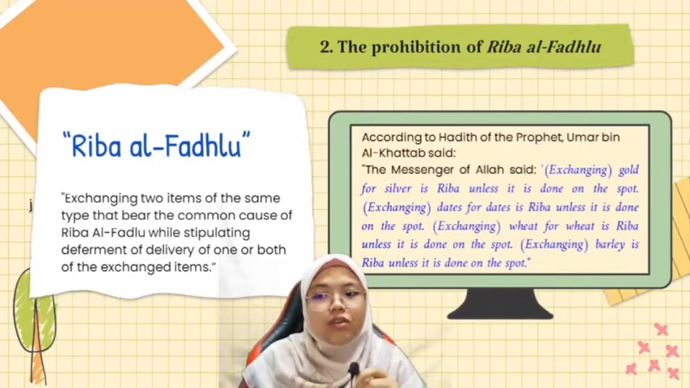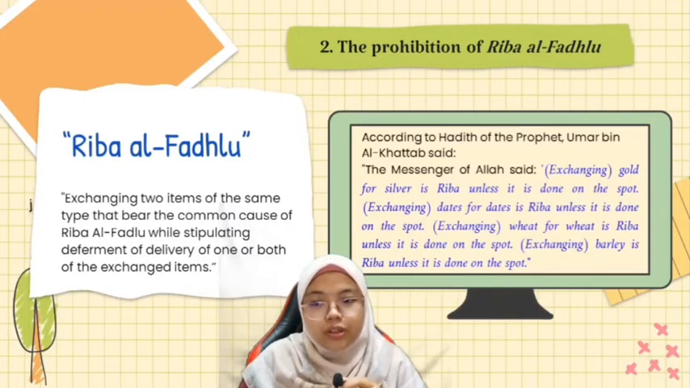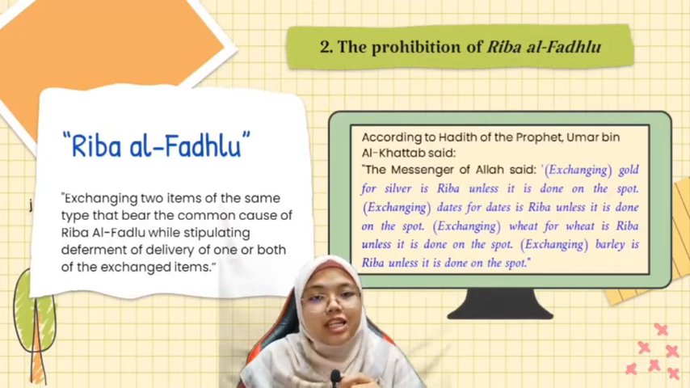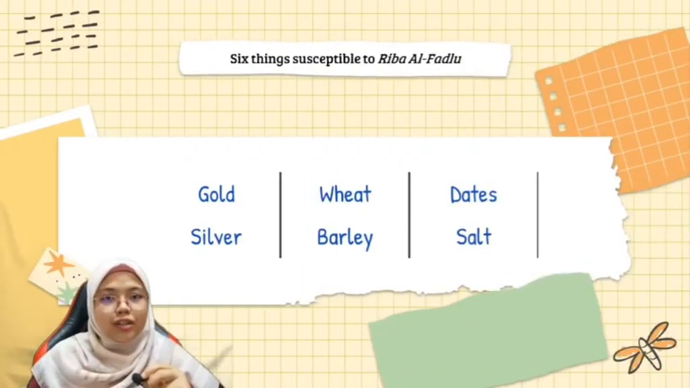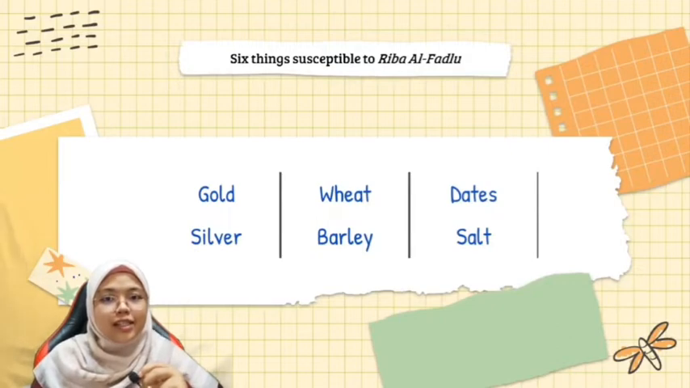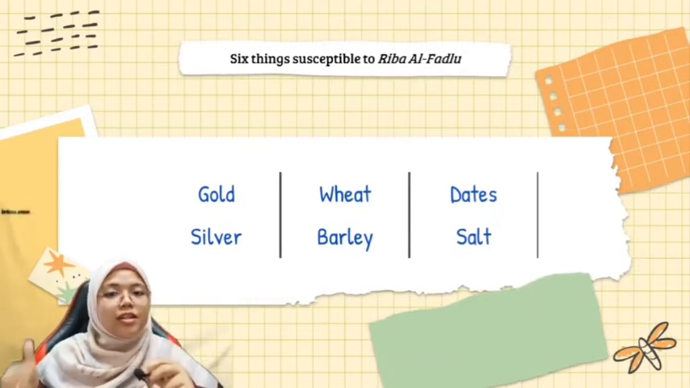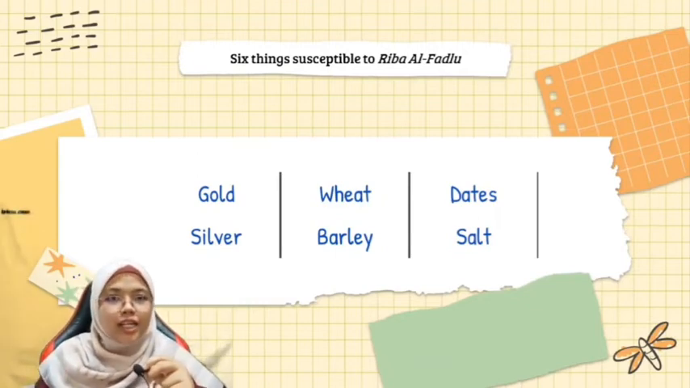Exchanging dates for dates is riba unless it is done on the spot. Exchanging wheat for wheat is riba unless it is done on the spot. Exchanging barley for barley is riba unless it is done on the spot. According to the book of Fiqh Manhaji, the author stated that based on this hadith, there are 6 items that are susceptible to riba al-fadlu, which are gold, silver, wheat, barley, dates, and salt.